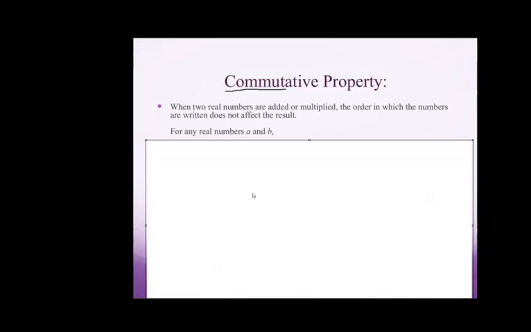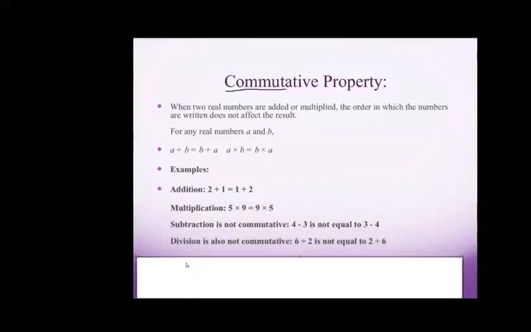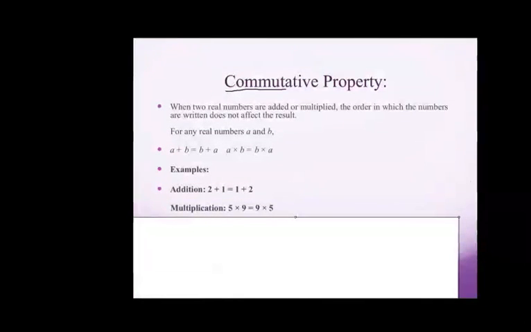So putting it with numbers, for any numbers we'll call A and B. You can add A plus B, or you can add B plus A, and you're going to get the same result. That is the commutative property of addition. The commutative property of multiplication is the same thing. If I take A times B, I can also take B times A, and I'm going to get the same answer. Here are some examples of addition.